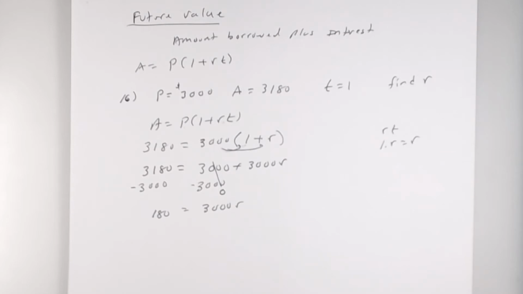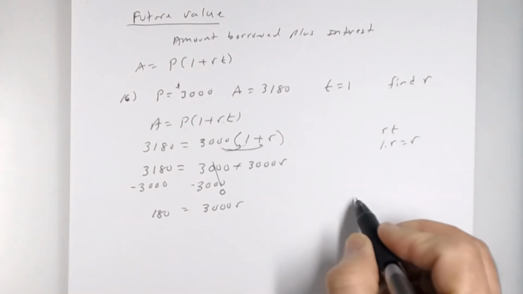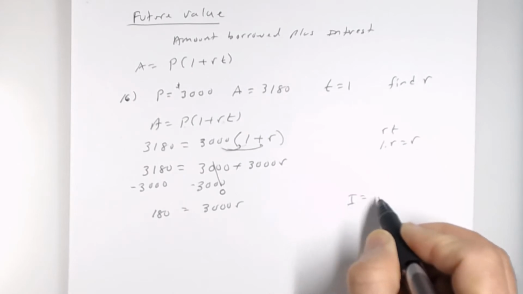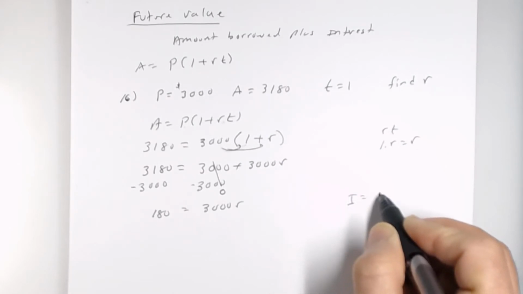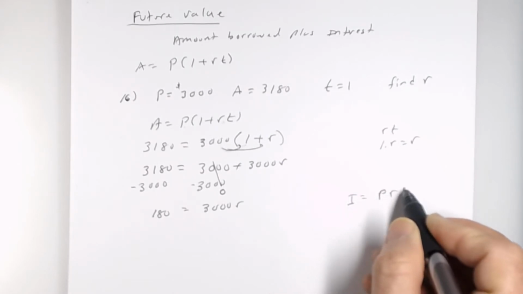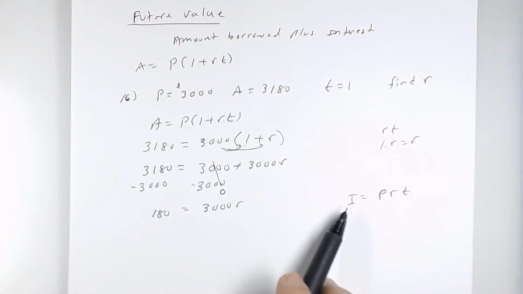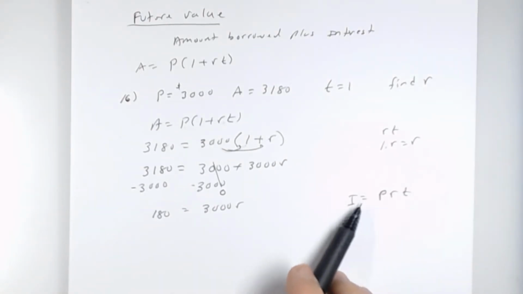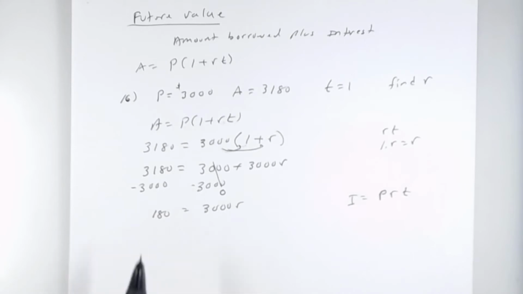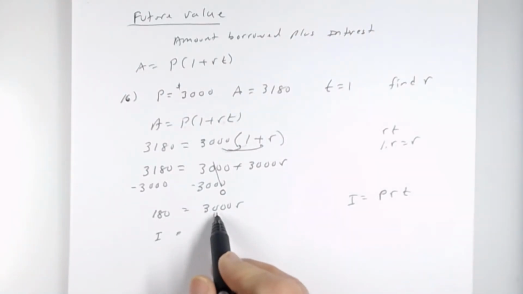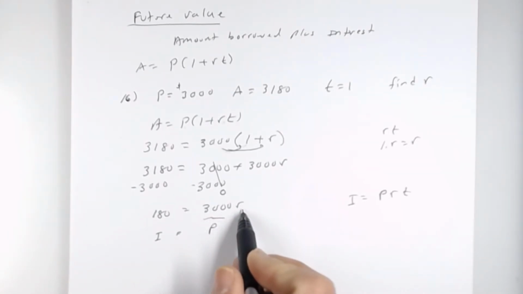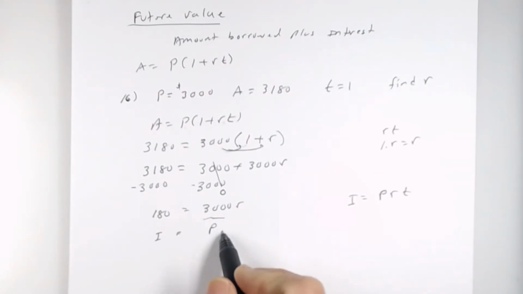Now, remember, the formula for interest is this. Interest equals what? PRT, principal times rate times time. Interest is principal times rate times time. Well, what does that 180 represent? Interest. What does that 3,000 represent? Principal. What does R represent? The rate.